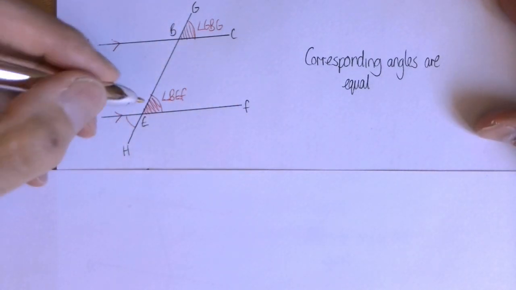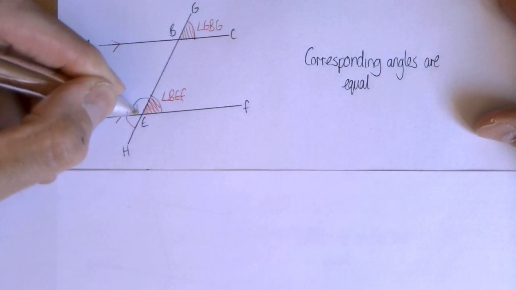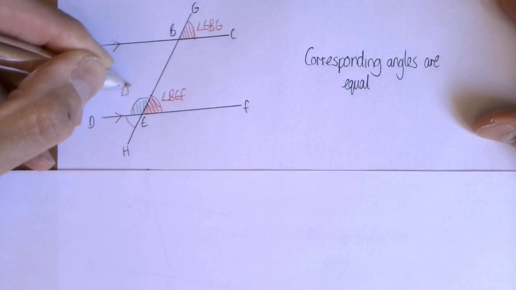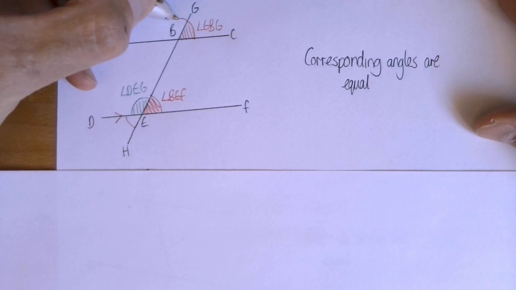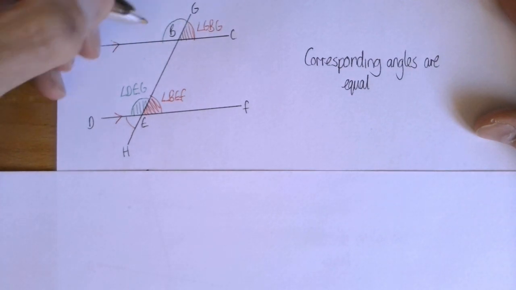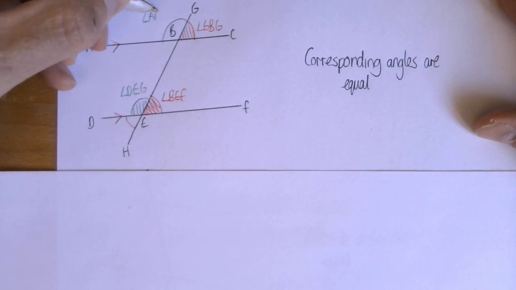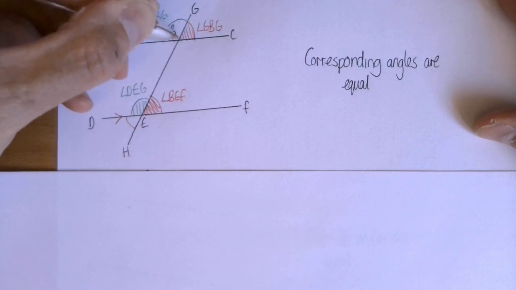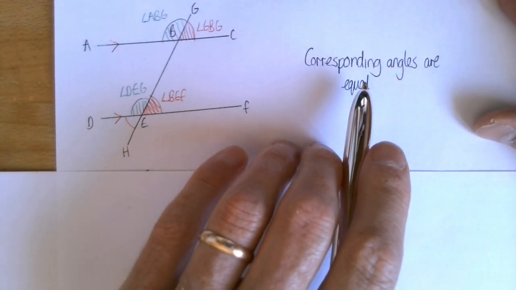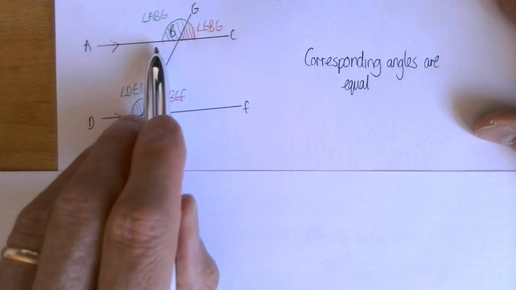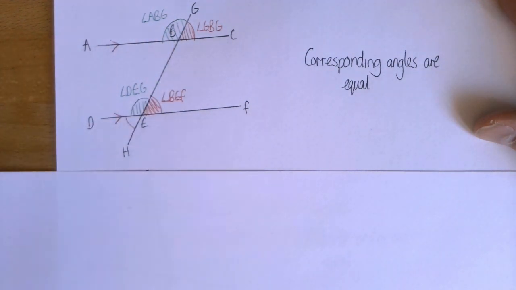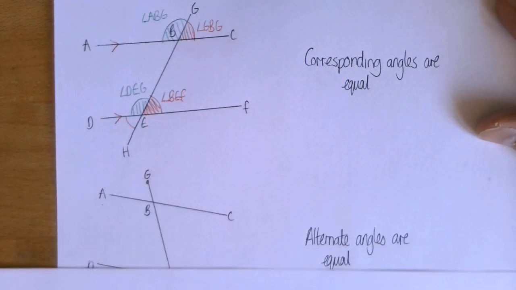Similarly, this angle here. So this is angle DEB, that's the same as this angle here, angle ABG. They are corresponding angles, and I could have said the same about the angle down here and the angle down here and the corresponding angles up there. So corresponding angles are equal.